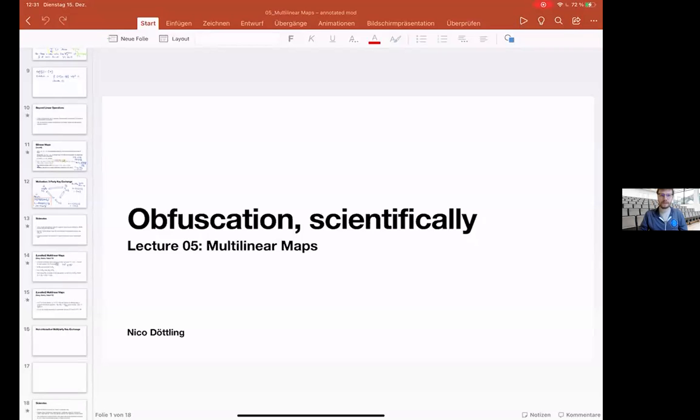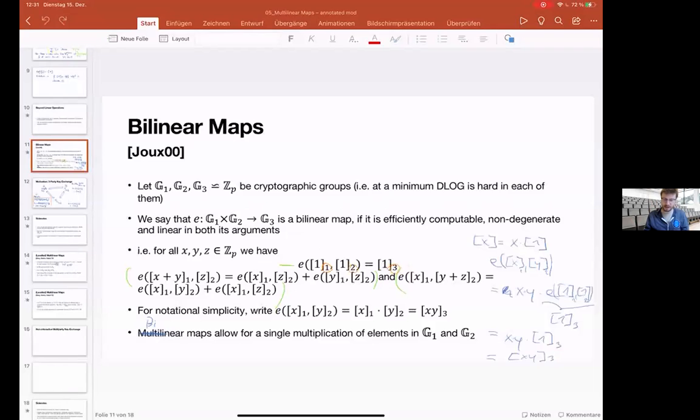Last time we talked first about bilinear and then about multilinear maps. Quickly, just to go over what we discussed last lecture again. Bilinear maps consist of essentially three groups: G1, G2, G3, all isomorphic to Z_p, but they should be cryptographic groups. That is, the discrete logarithm problem should be hard in these groups as a minimum.